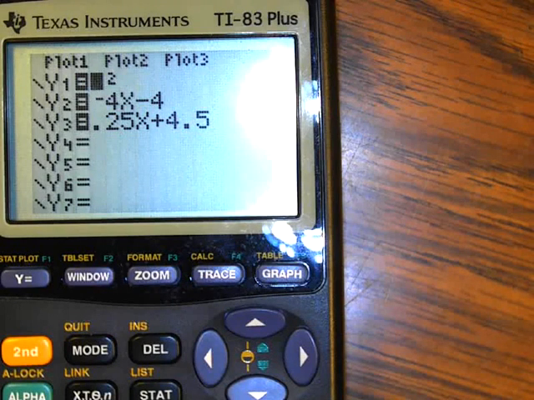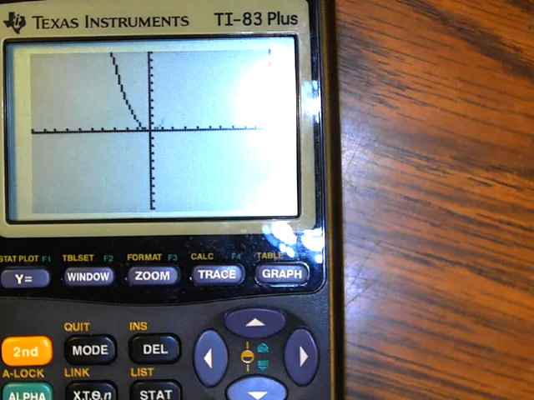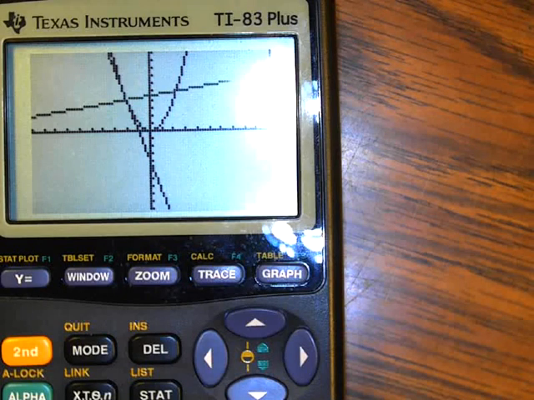And then if we graph this, we could go to zoom 6. You'll see there's your parabola, there's your tangent line, and there's your normal line. But they're supposed to be perpendicular.